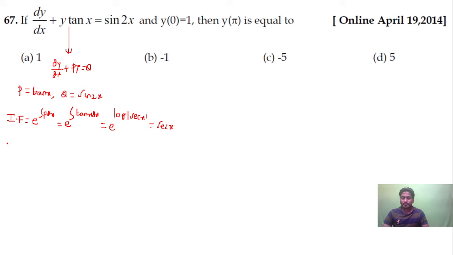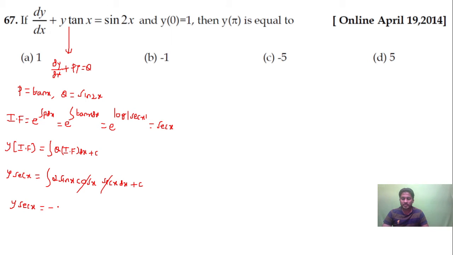Now the solution is y into integrating factor is equal to integral q into integrating factor dx plus c. So y into IF is equal to sec x is equal to integral q. Q is equal to sin 2x. Sin 2x can be written as 2 sin x into cos x. IF is equal to sec x and then this is dx plus c. I'm going to cancel cos and sec. You get y into sec x is equal to integration of sin x is minus cos x and then this is plus c. Let's call it equation 1.